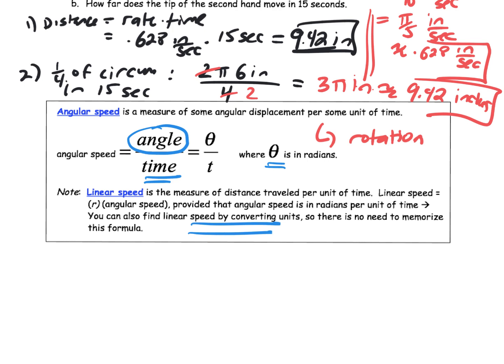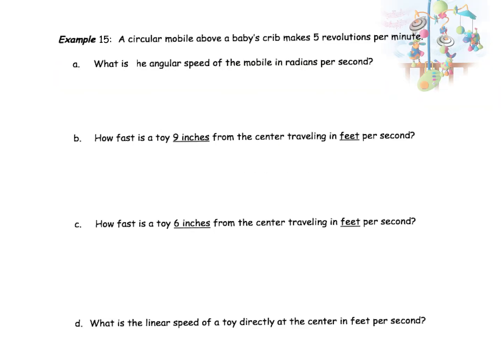Okay, so note, linear speed is the measure of distance traveled per unit of time, so that's some arc length. Linear speed is equal to the radius times angular speed, provided that angular speed is in radians per unit of time. I don't recommend using this formula. So on the next page, I'm going to show you how I recommend that we solve angular speed type problems. But remember, angular speed is just amount of rotation, not a distance traveled. So let's flip to the next page.